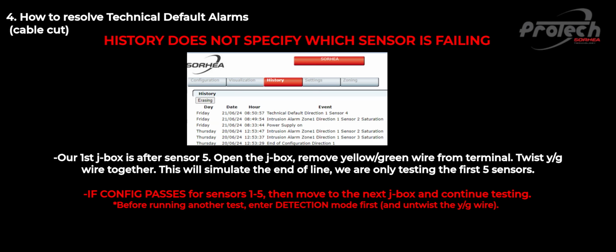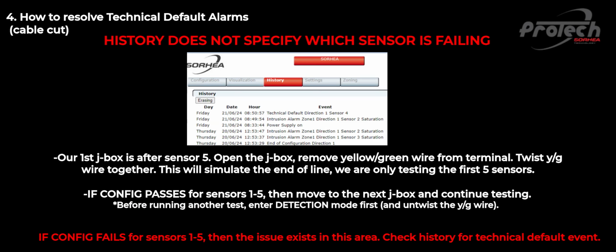Before running another configuration test, enter detection mode first. If you fail configuration for sensors 1 to 5, then the issue exists in this area. Check history for technical default events.